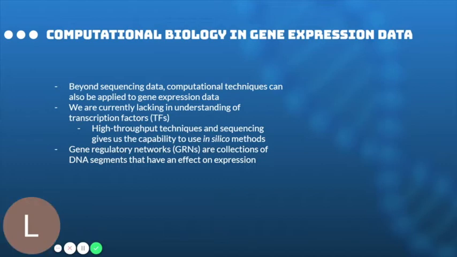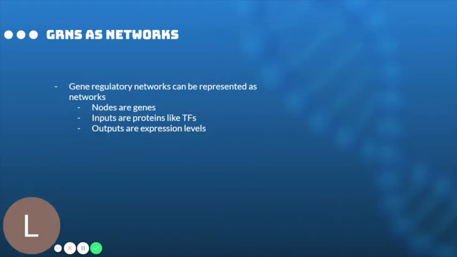These are collections of DNA segments that work together in conjunction to have an effect on expression. So GRNs can be represented as networks in computer science, with nodes being different genes, edges being the interactions between these genes, and at the end of the day, the output being expression levels.